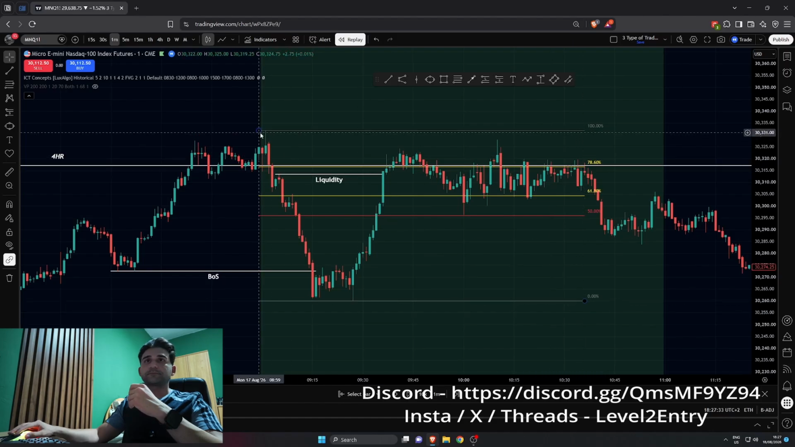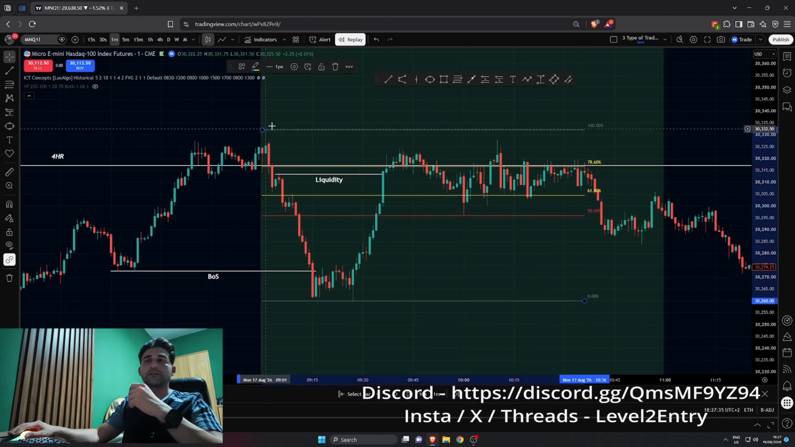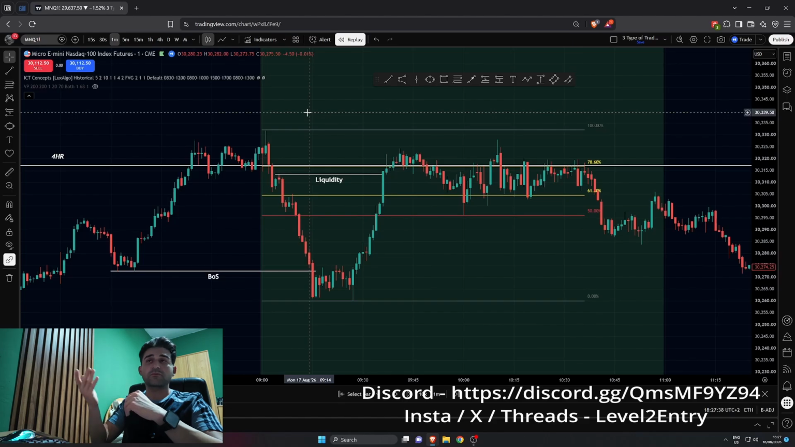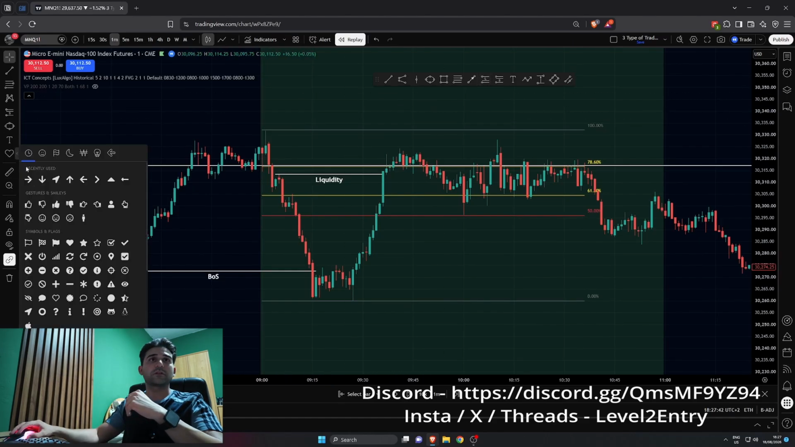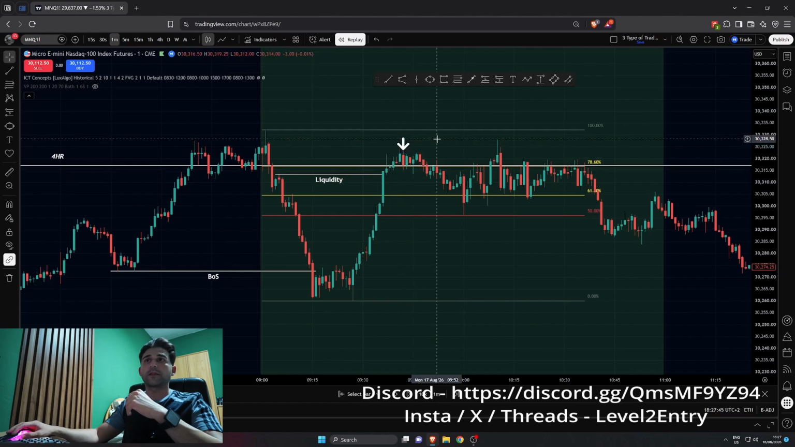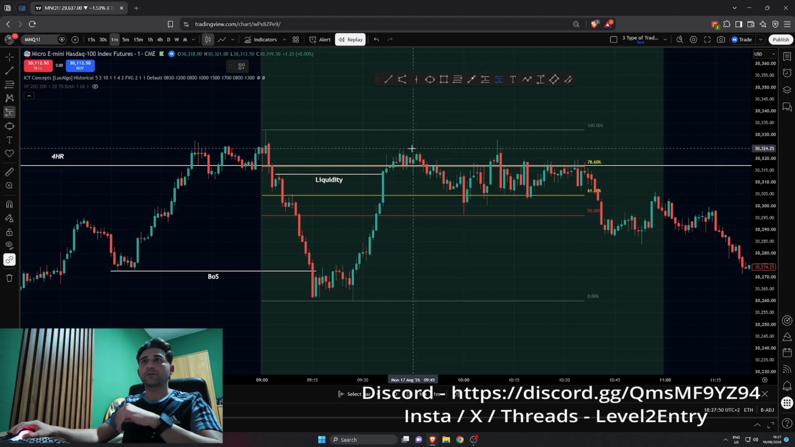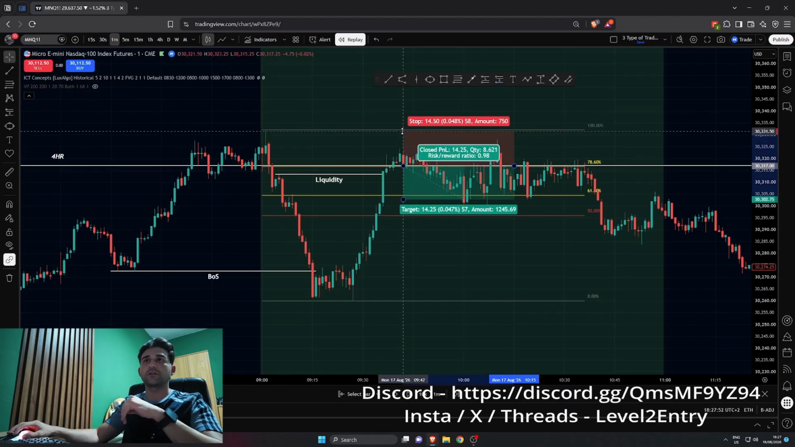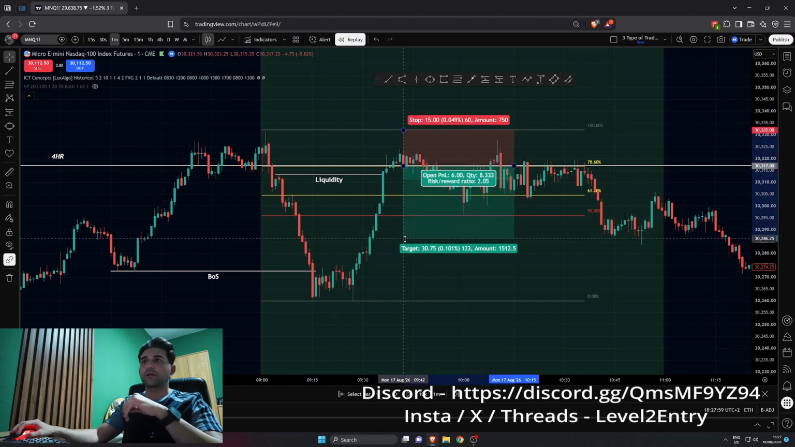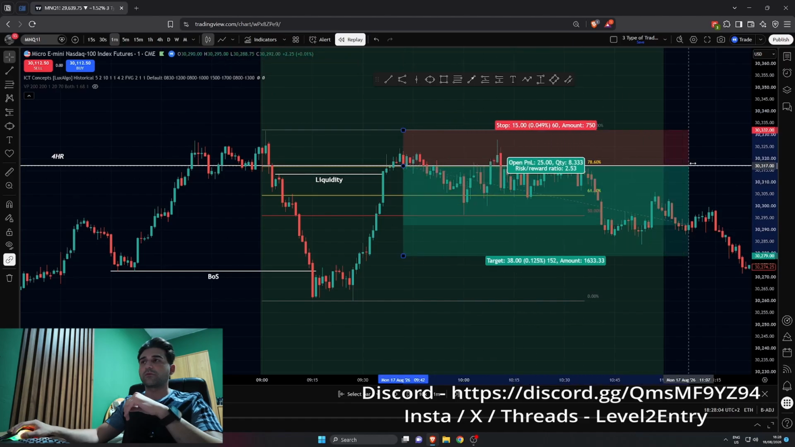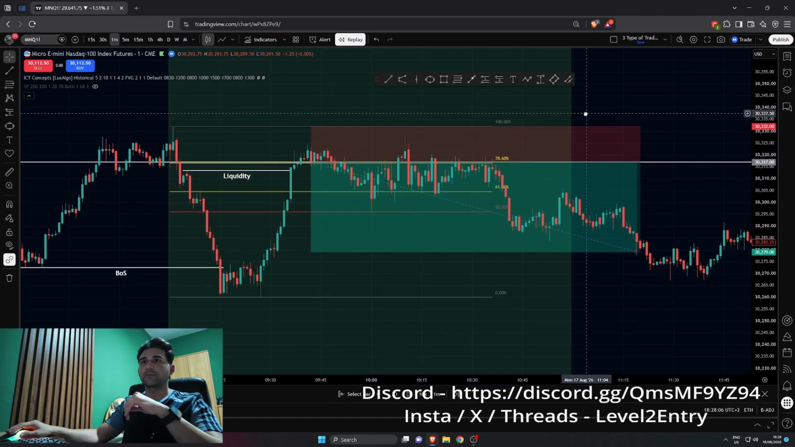But as I said, I took the entry on the first bearish candle that formed, which was this one here. So let's delete the arrow. The short entry was this one here. The stop loss was the top of the bearish movement, and I took the 2.5R profit here.